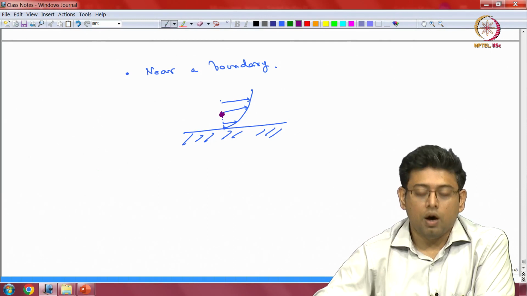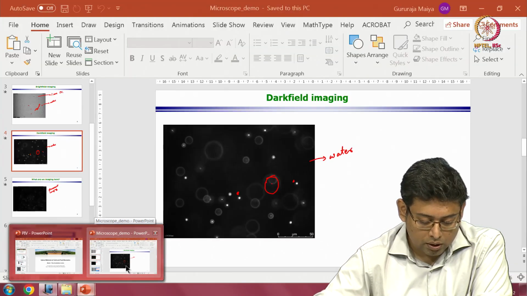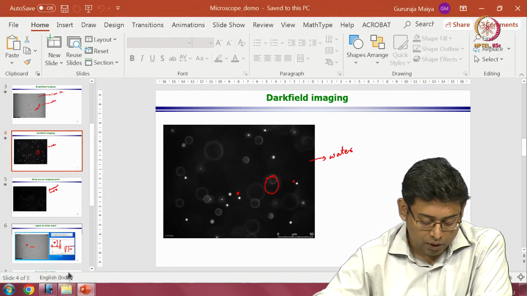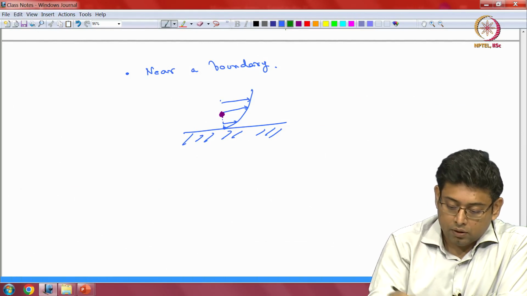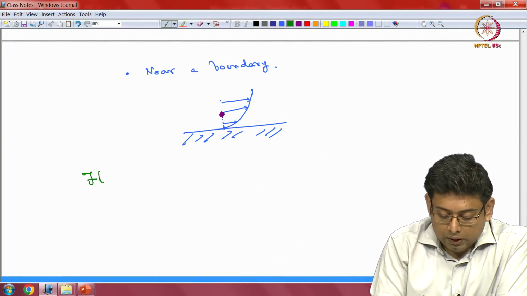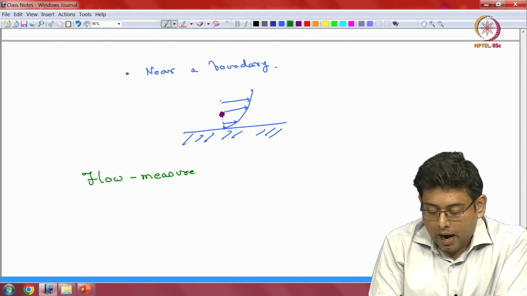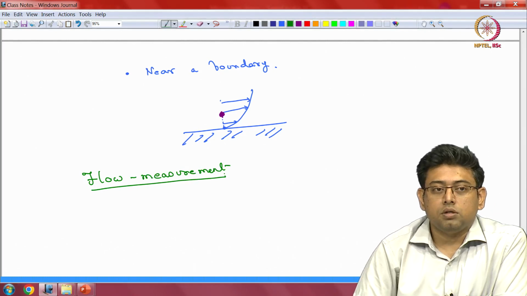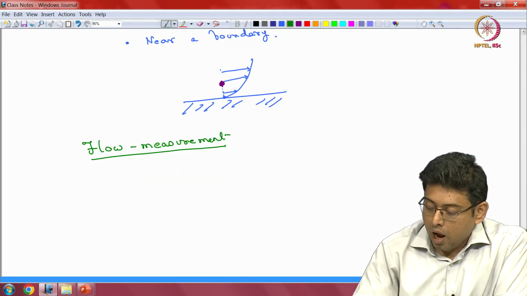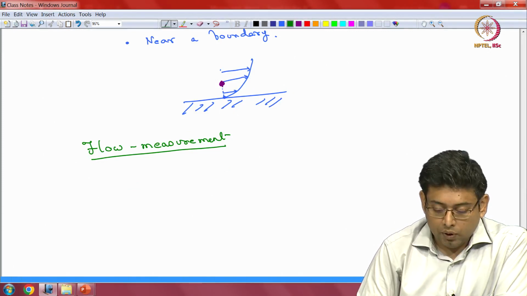Okay, so now again for illustration purposes, I am going to use this. Okay, wait, before I go here, I want to talk about flow measurement. So we are now going to get into flow measurement. We understand that we are going to measure flow by the use of proxies, which are tracer particles, and these proxies are going to help us visualize the underlying flow field.